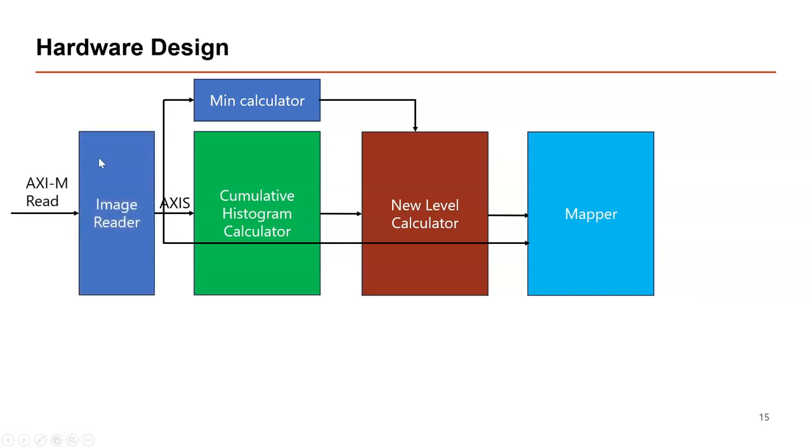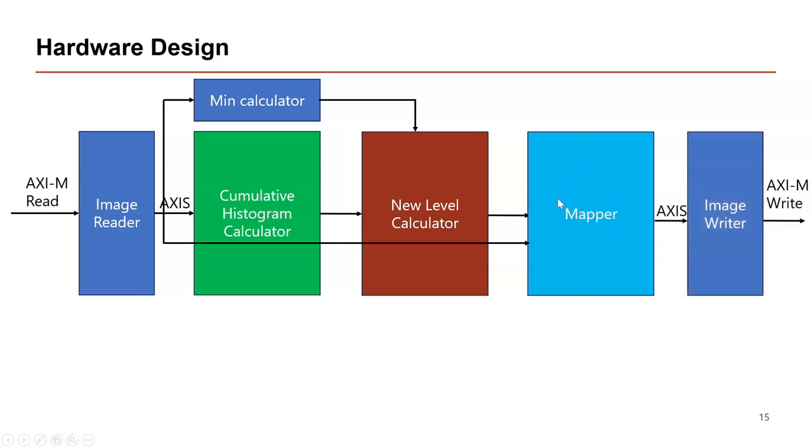Now I have an image reader logic here, which will be used for reading the image from DDR. That read will be happening through an AXI4 full interface, and it will be converting it into AXI stream. Same way, once we do the mapping operation, the output should be stored back to the memory. For that I have an AXI stream to memory write, DDR memory write logic, which I am calling the image writer.